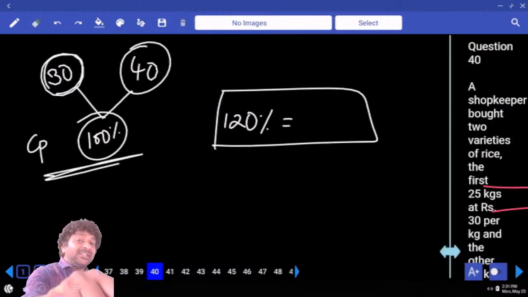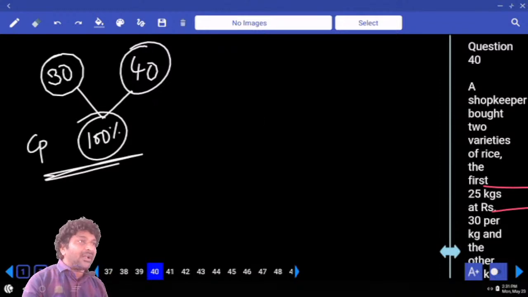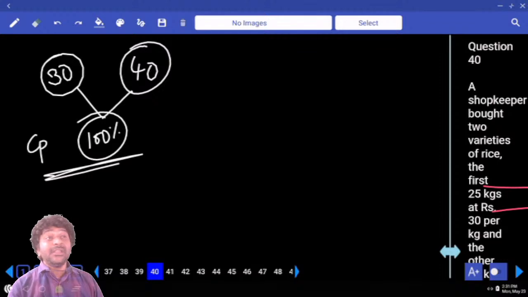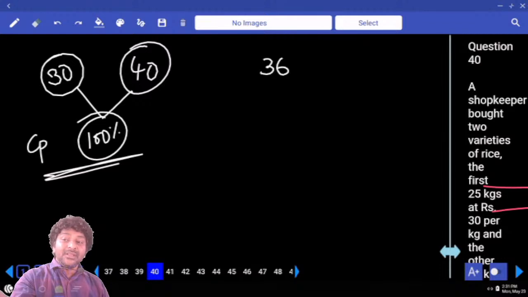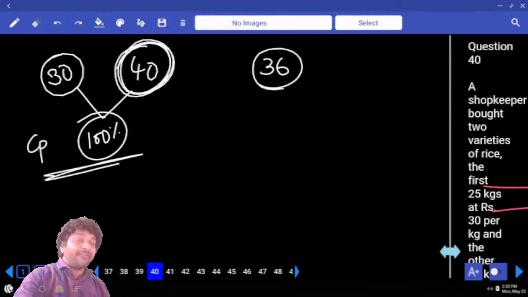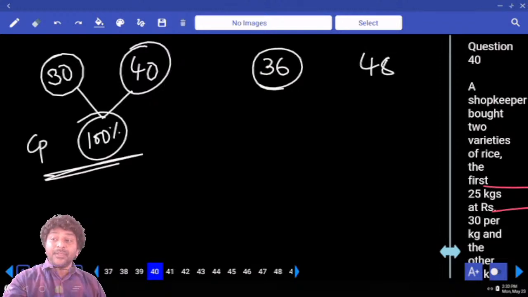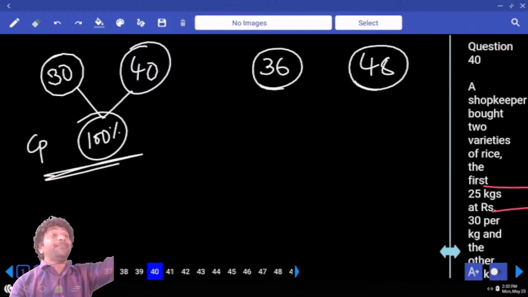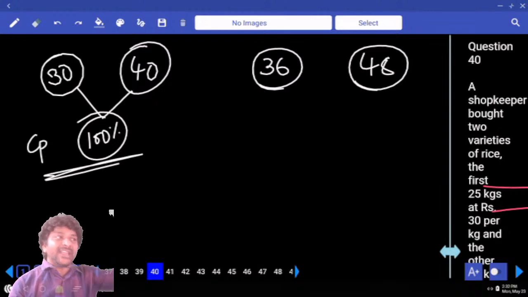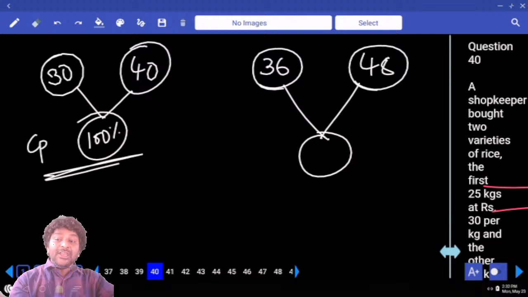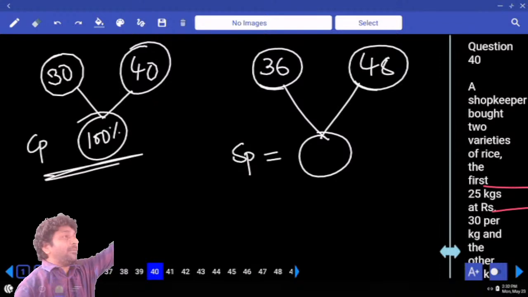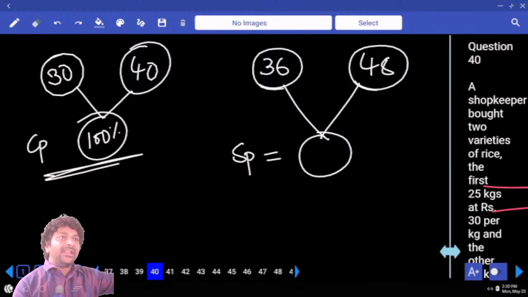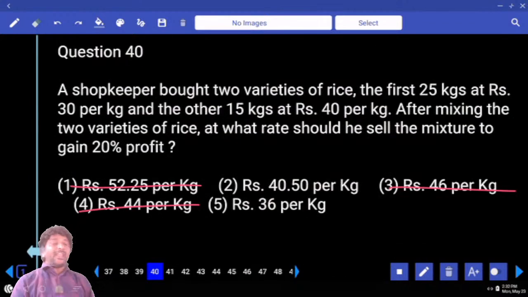Cost prices are 30 and 40. Right. How much profit are you expecting? If you are expecting 20% profit on this number, it becomes 36. If it is 20% profit of this number, it becomes 48. Now these two are the selling prices of the first variety and the second variety, and if you take alligation here, you will get the direct selling price of the mixture. Am I right? That value should be more than 36 and less than 48. Agreed? Now come to this point. Can it be the fifth option? Eliminated. Second, final answer.